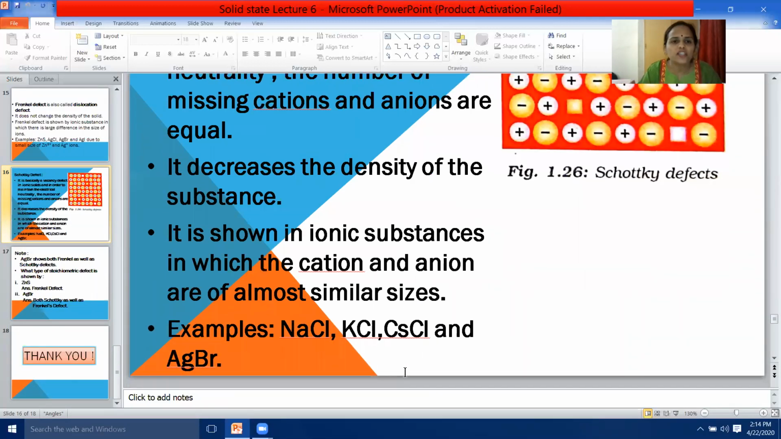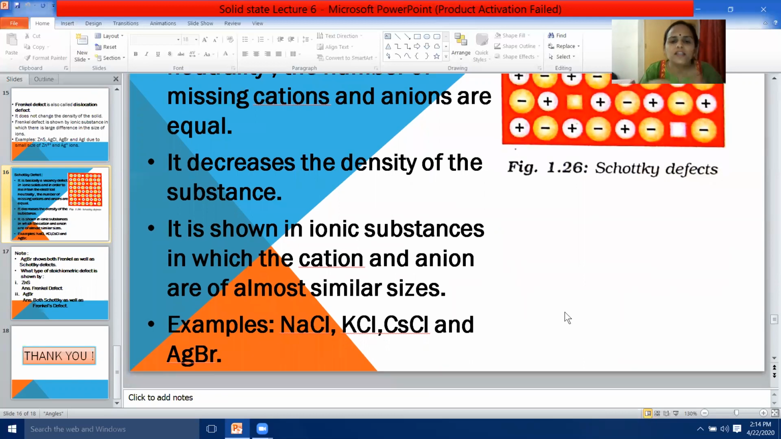So in Schottky defect, there is a decrease in the density of the substance, and this type of defect is shown in ionic substances in which the cation and the anion are almost similar in size. Examples are sodium chloride, potassium chloride, cesium chloride, and silver bromide. Once again, I repeat the examples: NaCl, KCl, CsCl, and AgBr.